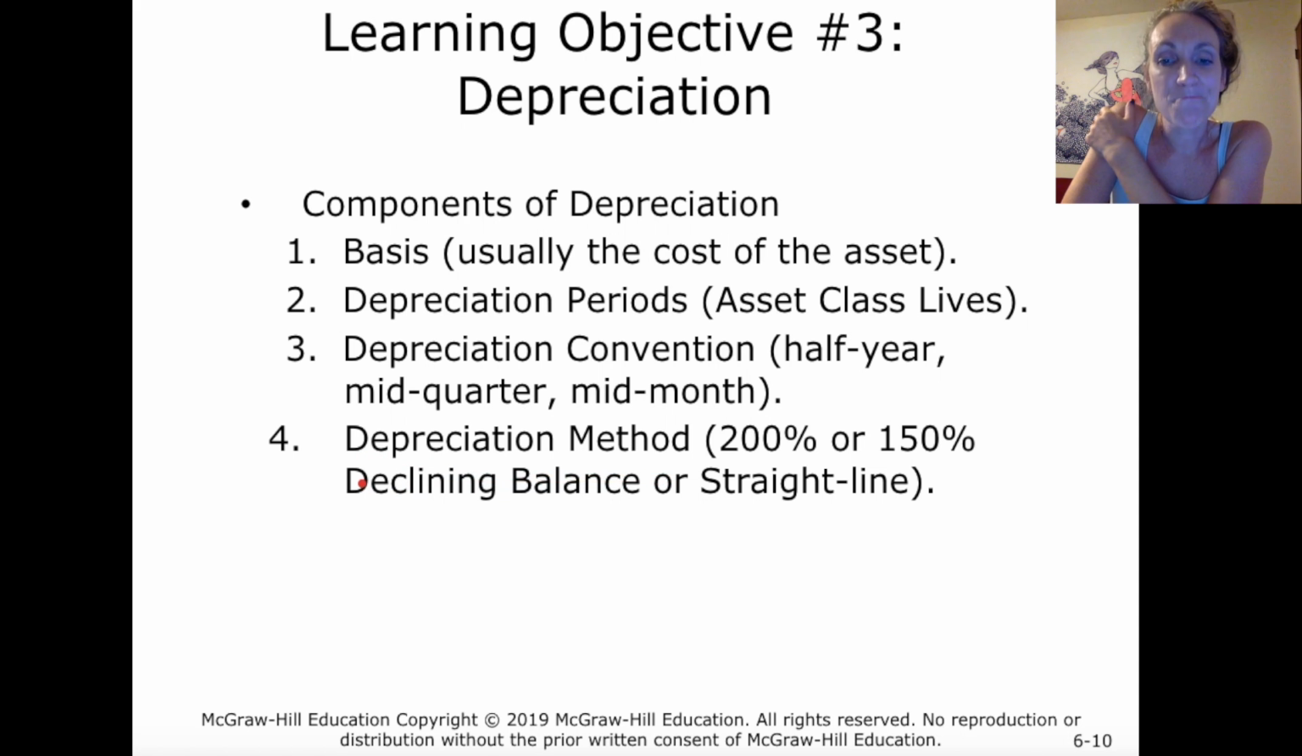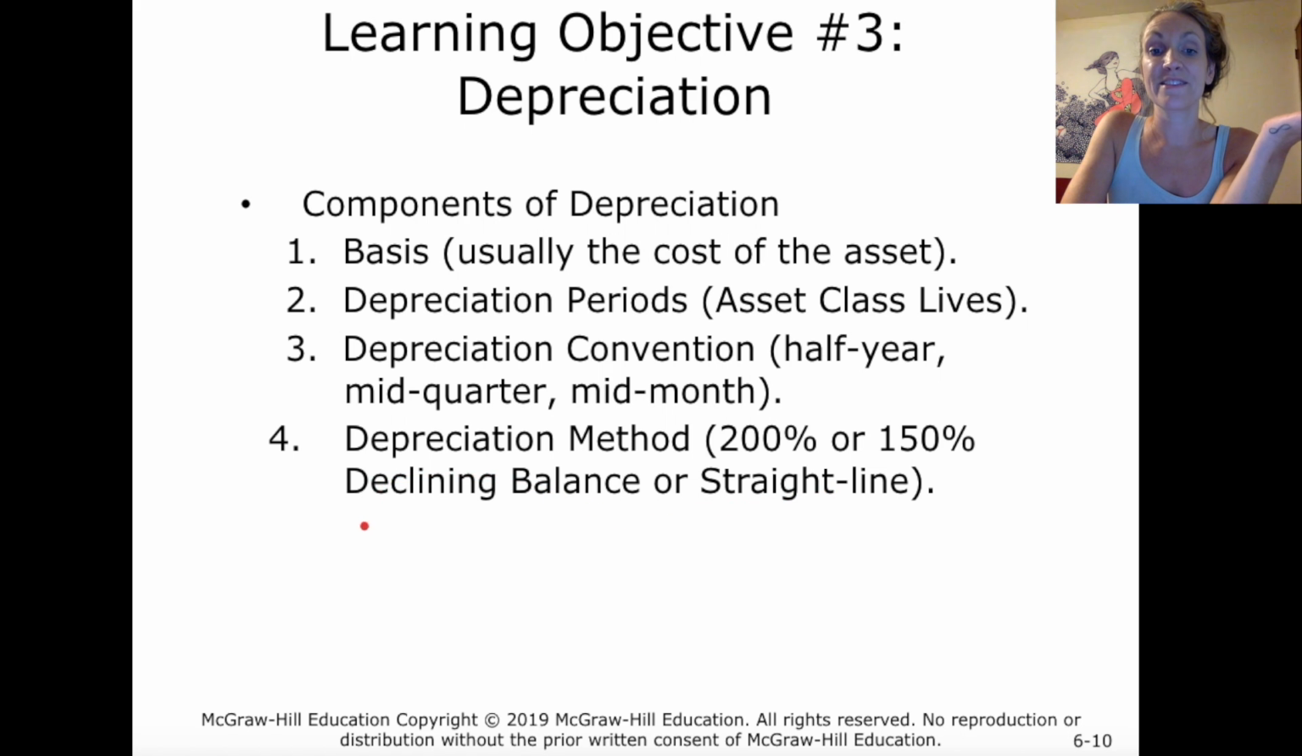Now, our depreciation method, how we actually calculate. So usually in basic books, we use straight line, which is just going to be the cost basis, divided by the asset class life. $10,000 basis divided by 5-year asset is $2,000 per year. That's straight line.